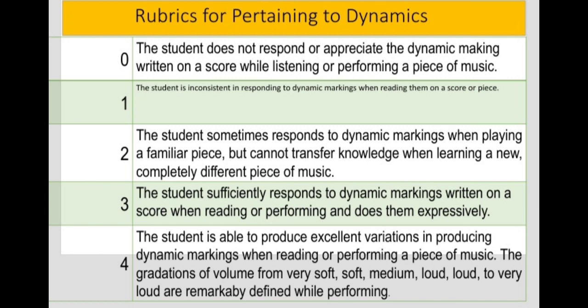So, 2 ang score ng student if he or she sometimes responds to dynamic markings when playing a familiar piece but cannot transfer knowledge when learning a new, completely different piece of music. So, that's how you score your student. 3. The student sufficiently responds to dynamic markings written on a score when reading or performing and does them expressively.